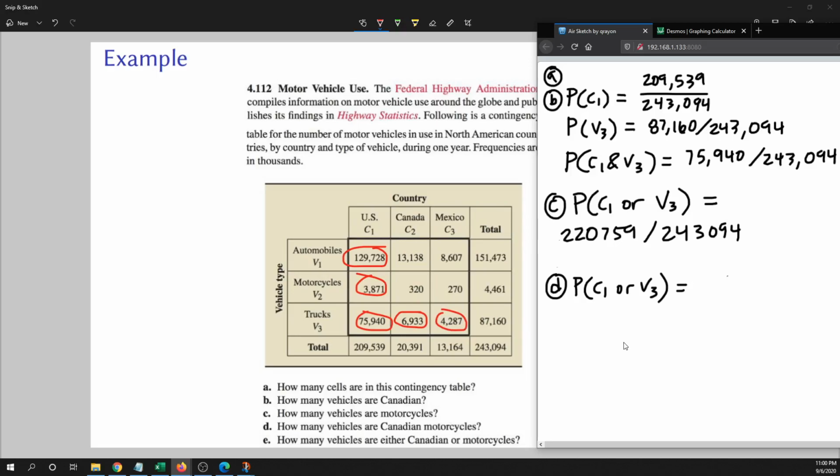All right, so C1 or V3. Now they want us to calculate that same probability using the values that we found up here and the general addition formula. If you think back to section 4.3, this would be the probability of C1 plus the probability of V3 minus the probability of C1 and V3. Remember, we had the generalized addition rule or the specialized addition rule when it came to calculating these.